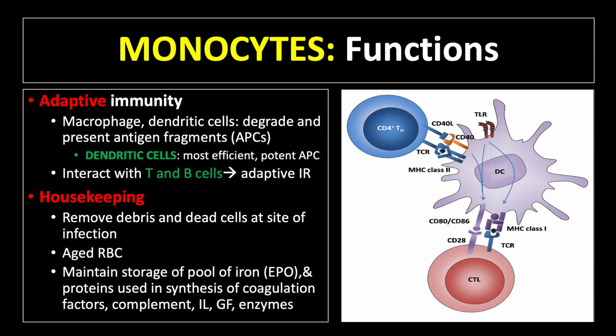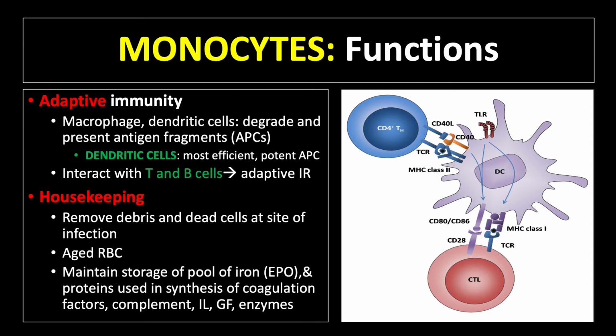So for the housekeeping function, from its word housekeeping, they remove debris and dead cells at the site of infection. For example, you have an infected wound, and then you wonder why the inflammation and the dirt there disappeared, because the dead cells there are removed by the monocytes or macrophages. So they also remove or degrade aged red blood cells or the senescent red blood cells, and then they maintain the storage pool of iron and proteins used in synthesis of coagulation factors, complement, interleukin, growth factors, and enzymes.